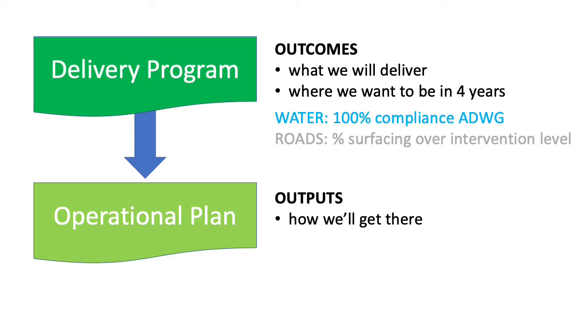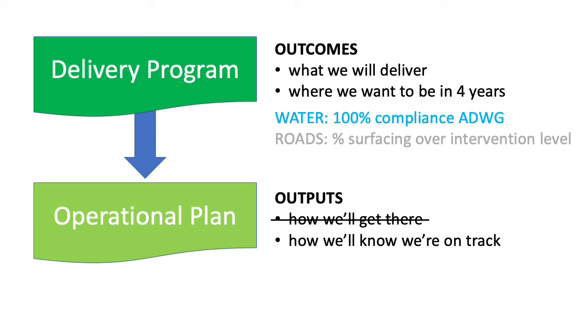You might say that this is about how we'll get there, but I think that's unhelpful as it misses the point about performance monitoring that I'll talk about in a minute. It is far better to think of this in terms of how we know we're on track to deliver what we've said we'll deliver in the DP. The best example here is water supply.